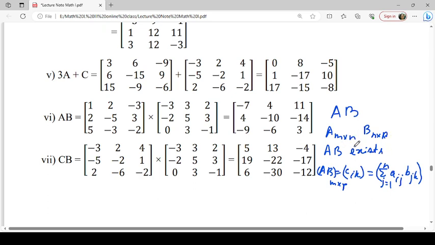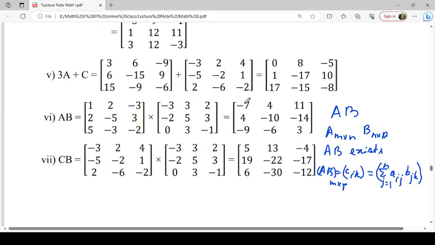So this will vary. We take the first row of A and the first column of B: 1 into -3, 2 into -2, -3 into 0. This sum will give us C11. So this is the procedure.